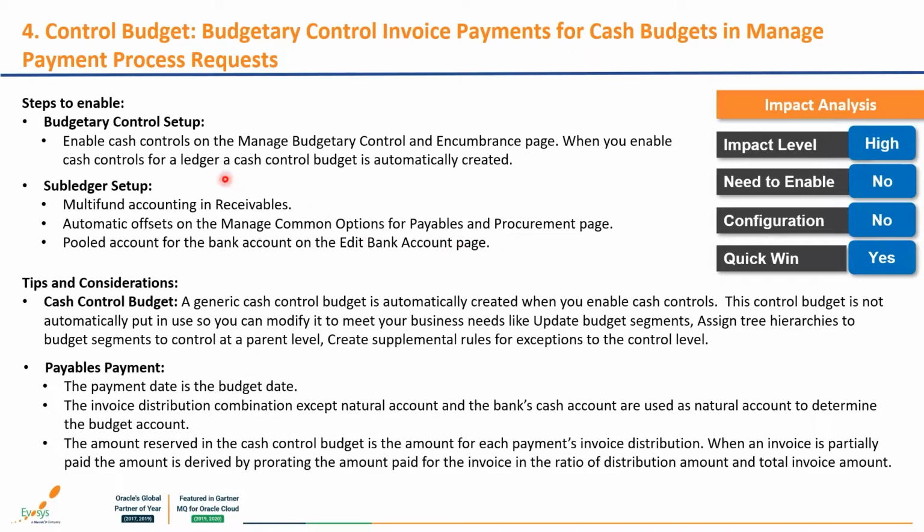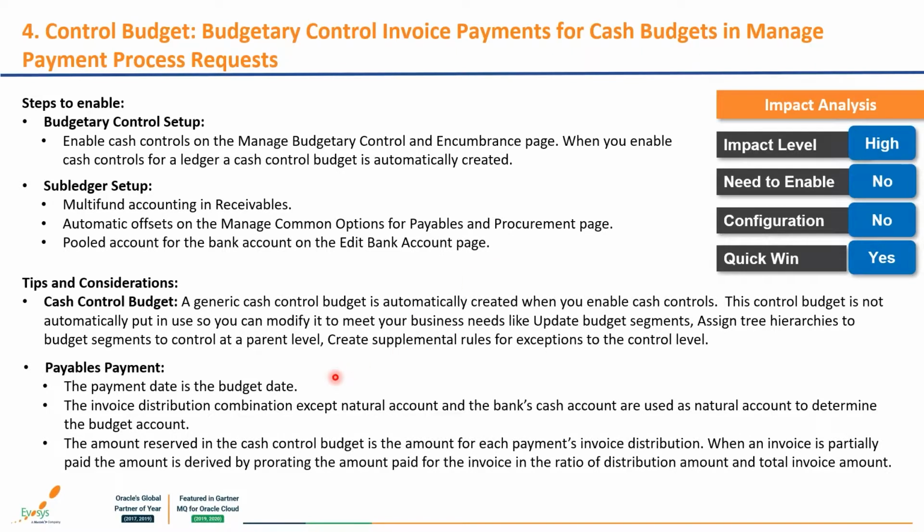Whenever we enable this cash control at the ledger level, the system will automatically generate a generic cash budget. It will not be available for use yet, but we can go to that particular budget and customize it according to our needs. We can add segments, update the hierarchies, and add supplemental rules for exceptions. So in that way, after configuring it, we can use it and fund it.